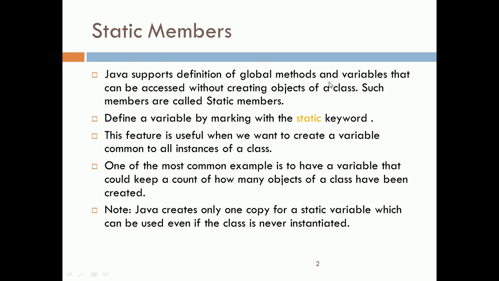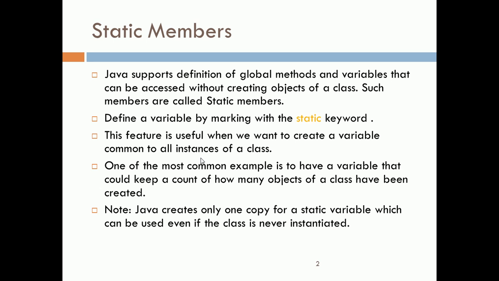Java supports definition of global methods and variables that can be accessed without creating objects. Such members are called static members, right? So static members basically, there is no such concept of global in Java, but by global you can say anything which is common to all objects. So if you want to create something as global, that is, it is accessible to everyone, every object, then you can declare that data member as static. How to define it? We have to mark it with the static keyword, right? And it is useful when we want to create a variable or a data member that is common to all instances of the class. By instances I mean the objects, right?